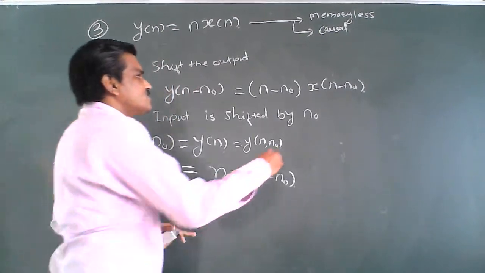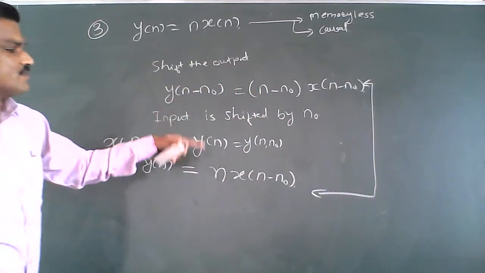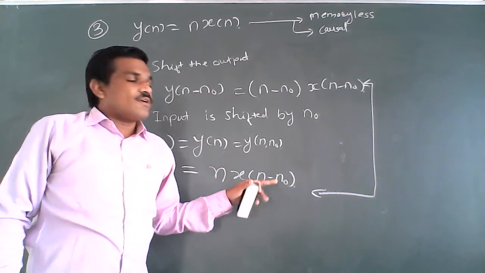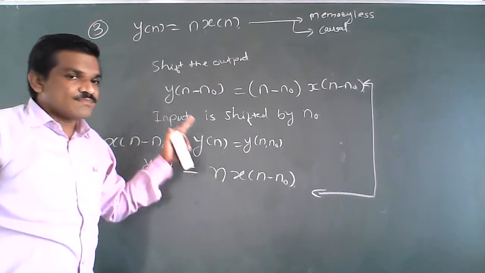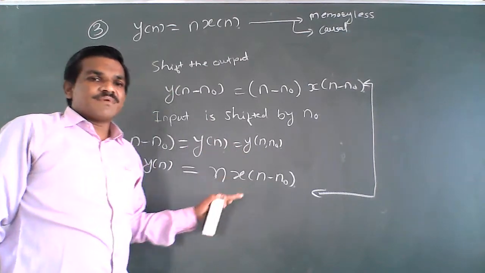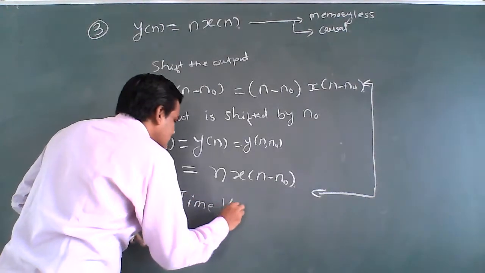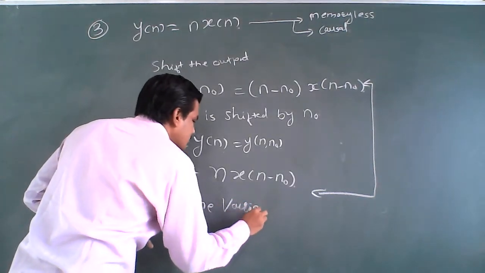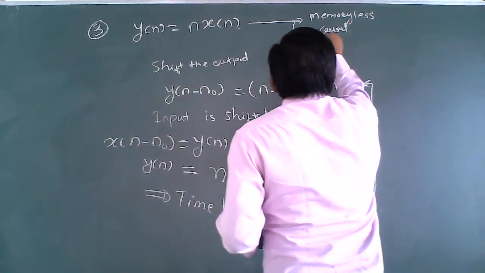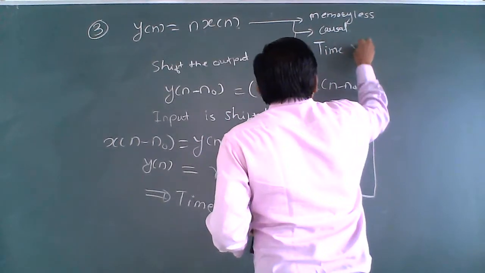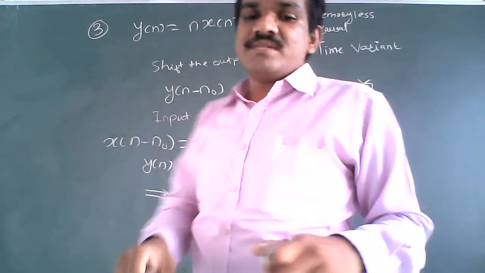So when you look at these two equations, we can say that both equations are not the same. A shift of n0 at the output doesn't correspond to the shift at input, which implies that this system is time variant. Fine. The system is time variant.